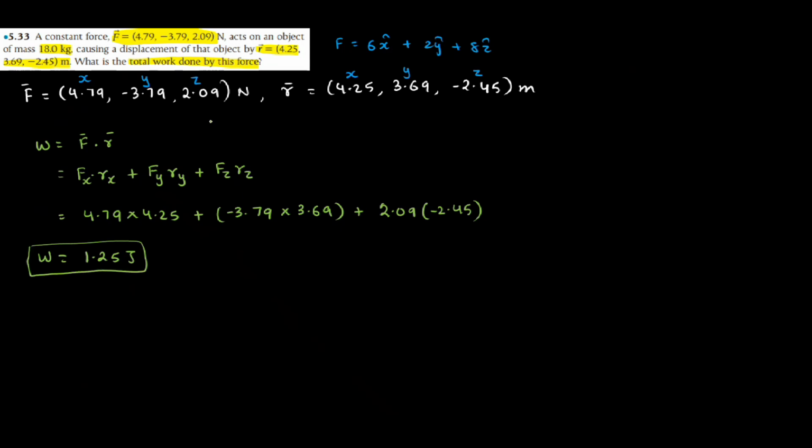So whenever a question gives you force and displacement in vector format, in terms of their coordinates, you always have to use the dot product of force and displacement to find the work. The dot product will become the product of x values plus the product of y values plus the product of z values.